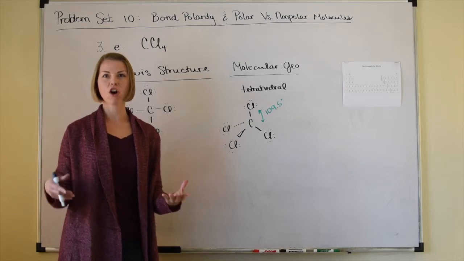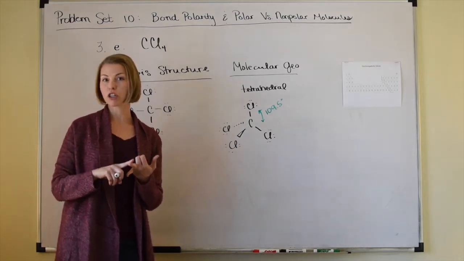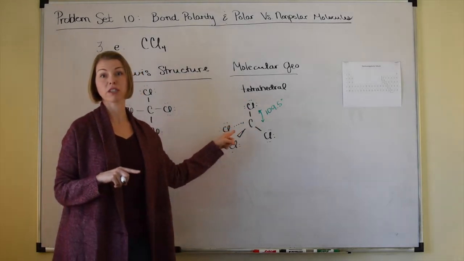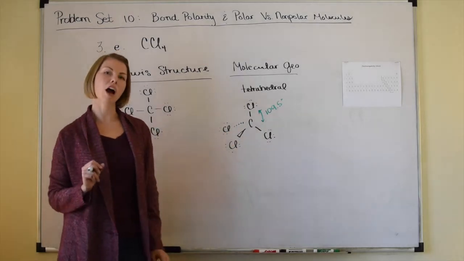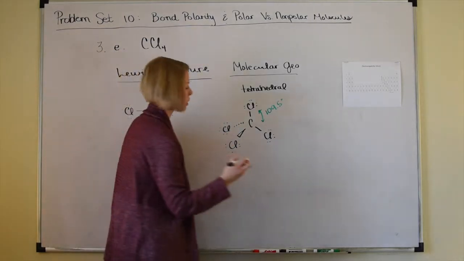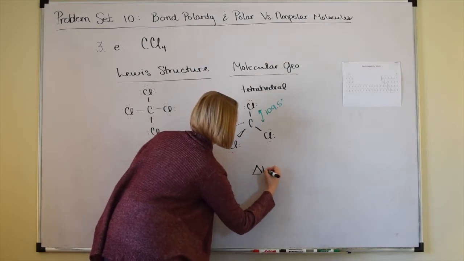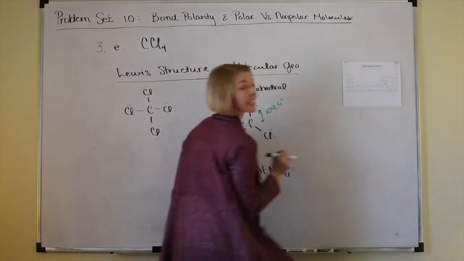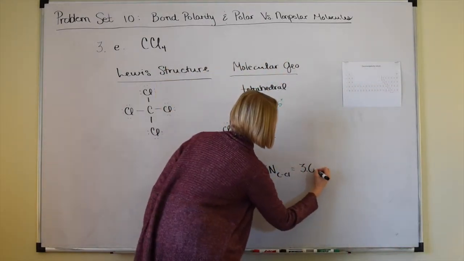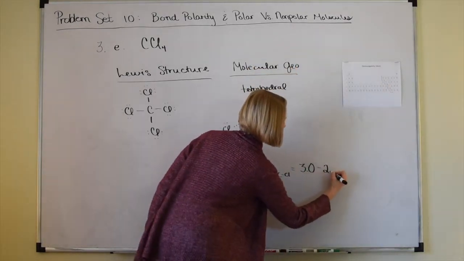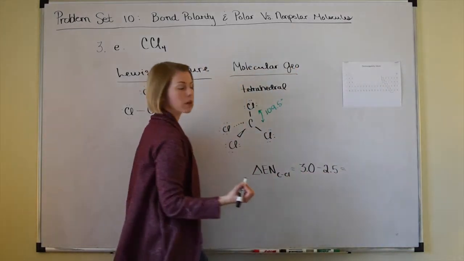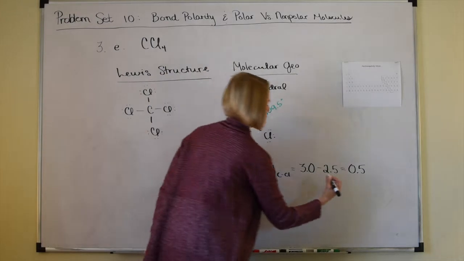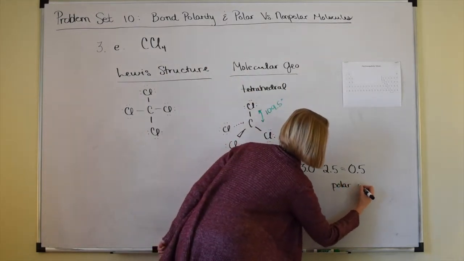That's always going to be the case for your linear, trigonal planar, and your tetrahedral, so long as you're talking about equal magnitudes, equal delta ENs. But let's go ahead and calculate the delta EN anyway, just for practice. So the change in electronegativity for a carbon-chlorine bond. Chlorine is 3.0, carbon is 2.5. So the delta EN for a carbon-chlorine bond is 0.5, and that is in the polar covalent range. Just barely, but it is polar covalent.